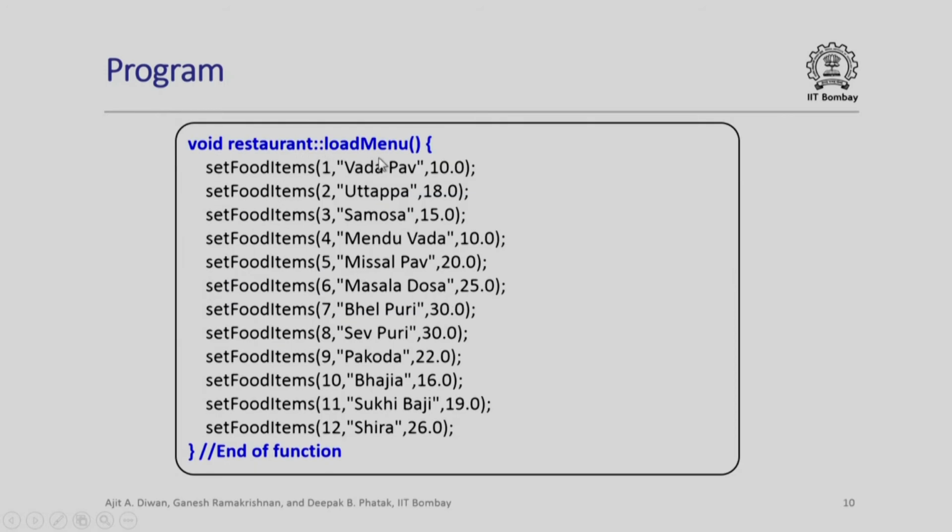There is a load menu function. Ordinarily, load menu will read the data about all different items and their rates, probably from a file. Here, for simple illustration, we have assumed that there are 12 items. Individually each item will be set by giving the item ID, the name of the item and the rate. This will complete loading of the entire menu for the illustrative example.